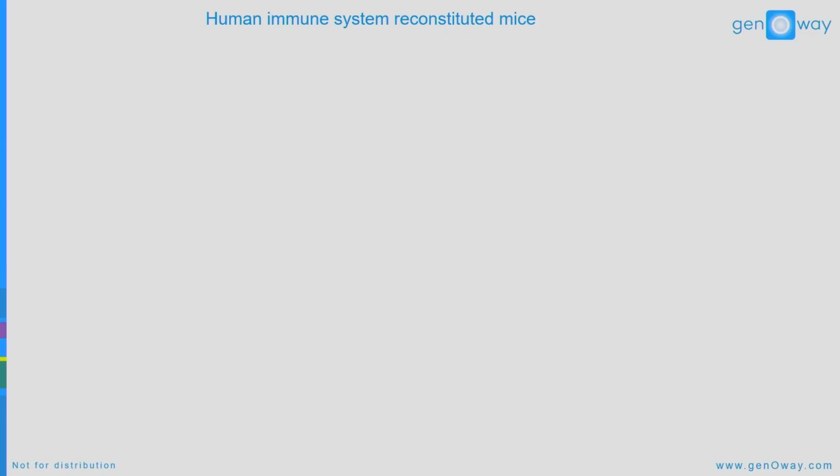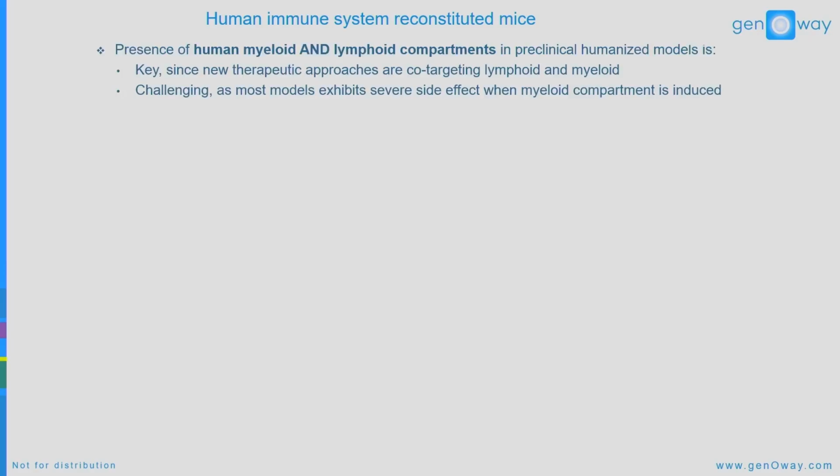Humanized models have been developed for years and years and years. Most of them have a good functional lymphoid compartment. However, when it comes to having a model which has both lymphoid and myeloid cells, this is where it's becoming more and more challenging. The reason why this is key is that most of the therapeutics which are being developed at the moment play on both axes, try to activate CTL response while also inhibiting the suppressive activity of some of the myeloid cells, or use a myeloid cell to trigger functional activity. This is basically the reason why it is challenging.